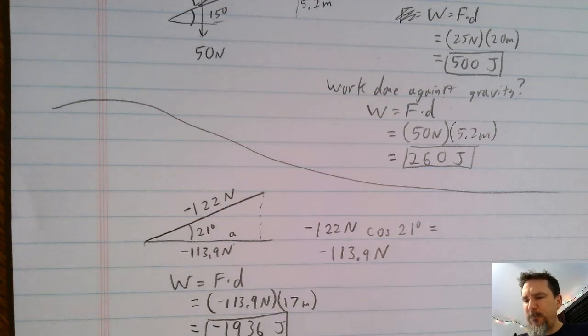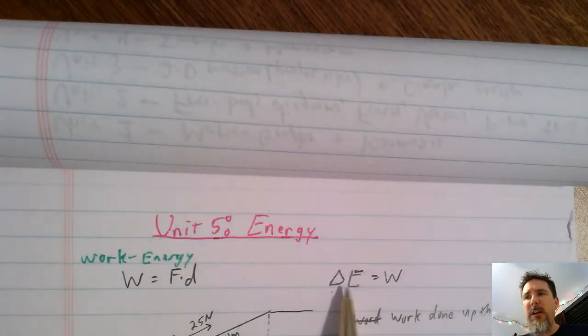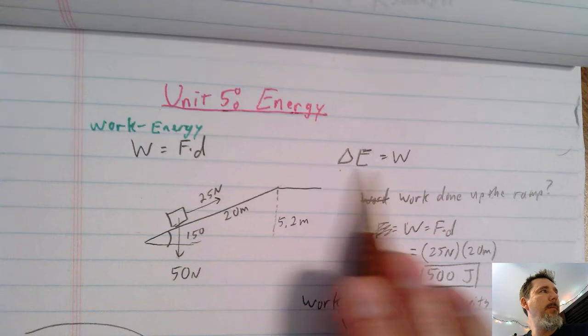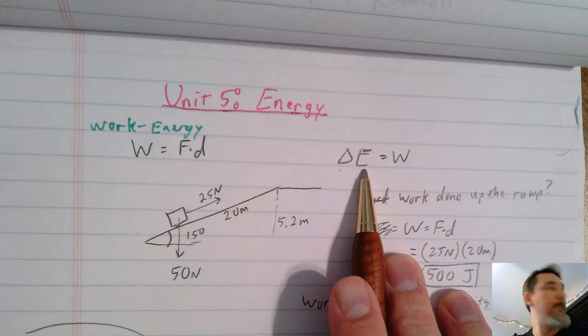So that's work and energy. Again, the amount of work done will change the energy. It will either take away energy or add it. It could be storing energy, gravitational or elastic, or it could be changing the kinetic energy of the system. So it could be speeding up or slowing down. Speeding up would be adding energy, slowing down would be taking away energy.